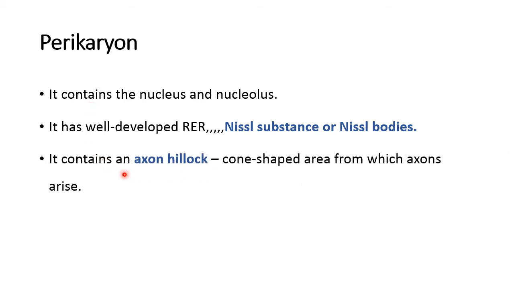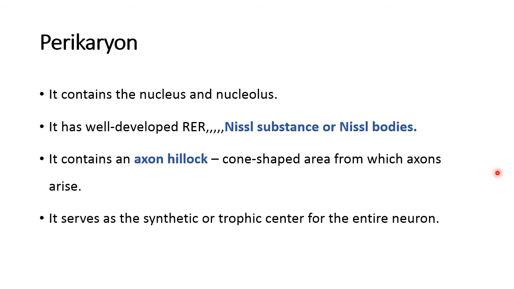Also the perikaryon contains the axon hillock, which is a cone-shaped area from which the axon arises. The place from which the axon arises is called the axon hillock, and it's part of the perikaryon or the cell body. The perikaryon functions as the synthetic or trophic center for the entire neuron.